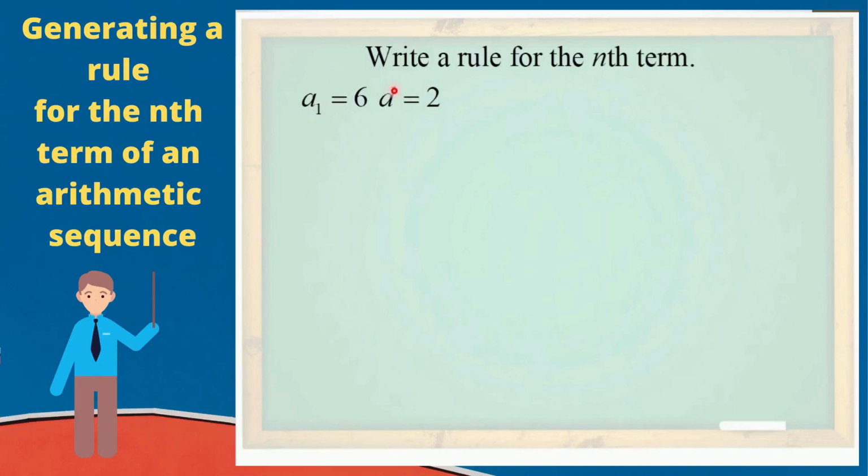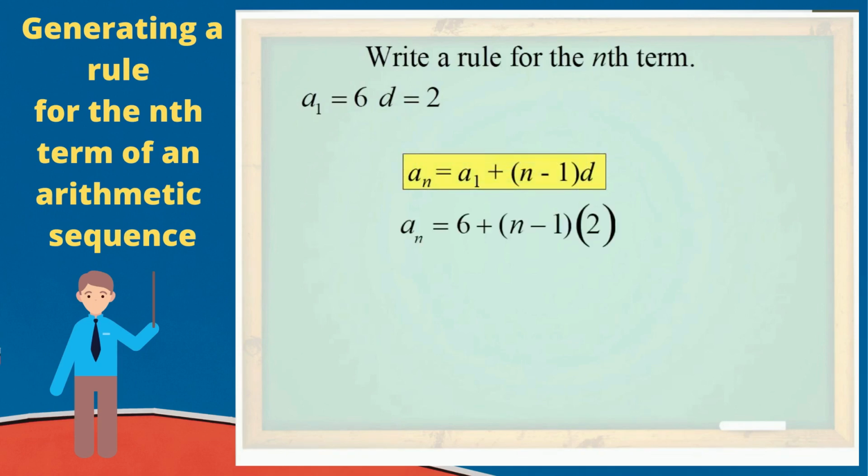Okay, now we need to write a rule for the nth term using the general rule. So we have the given values. The first term is 6, a sub 1, and the common difference is 2. So using the general rule, a sub n is equal to, substitute the given values, a sub 1 which is 6, plus the quantity of n minus 1 times the value of the common difference which is 2.